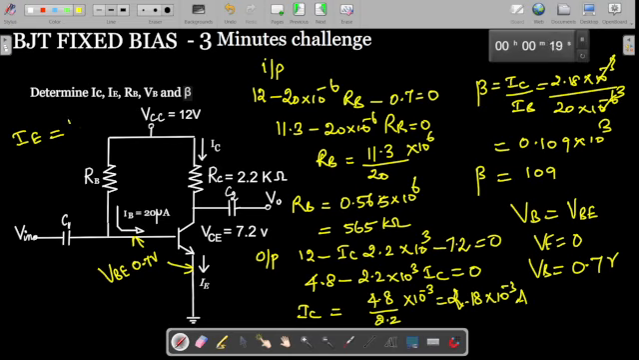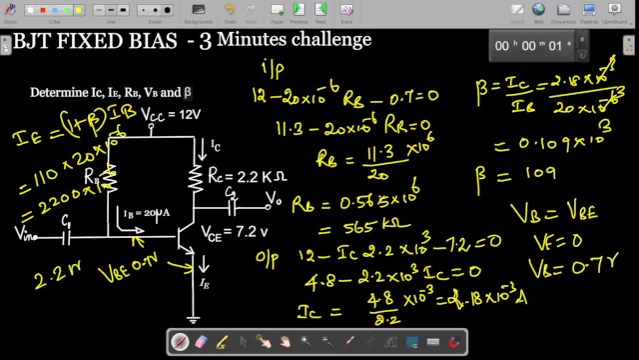IE is equal to 1 plus beta times that IB value. So I write it as 110 into IB value is how much? 20 microamps into 10 power minus 6. So here I get it as 2200 into 10 power minus 6. So I can write it as 2.2 milliamps. I see. Yeah, I got the answer. So I got all the answers.